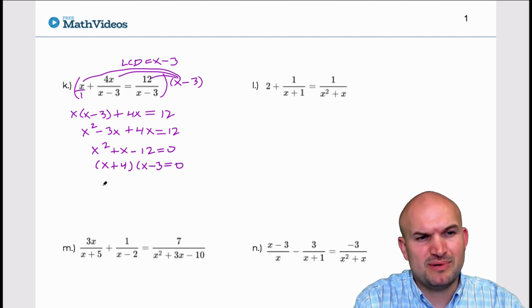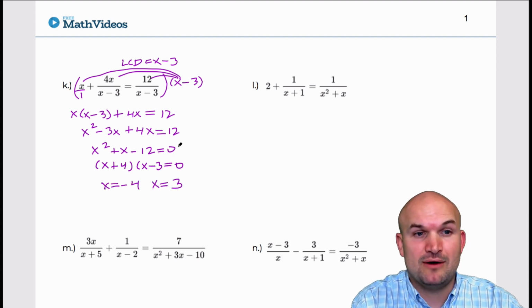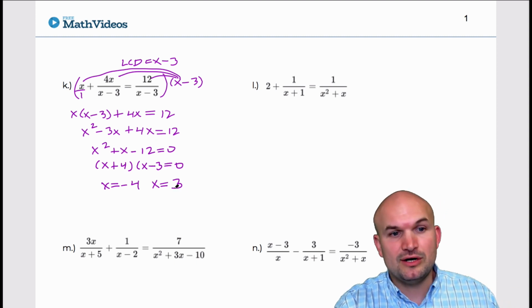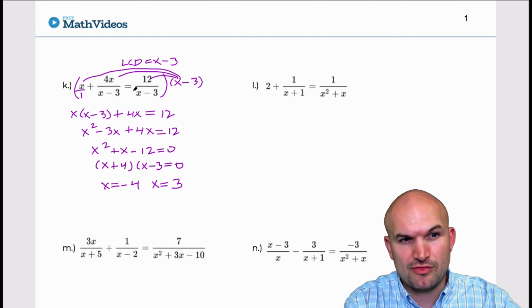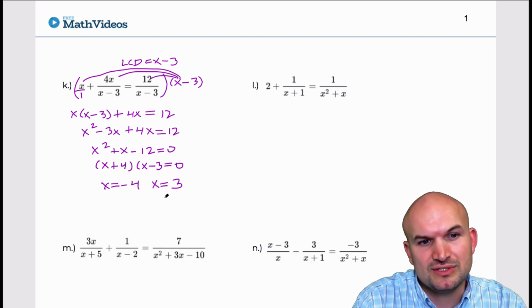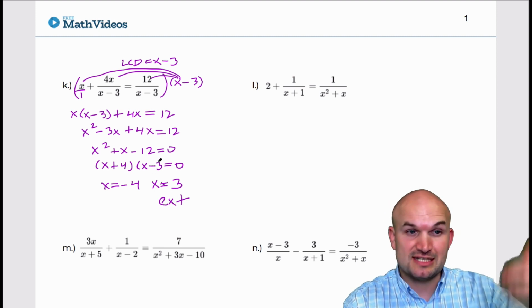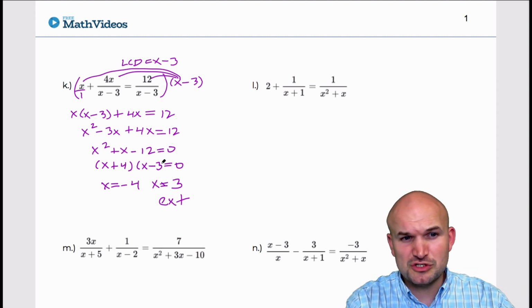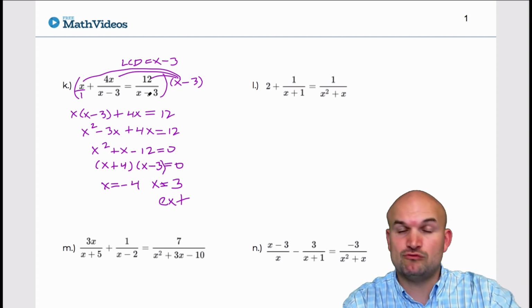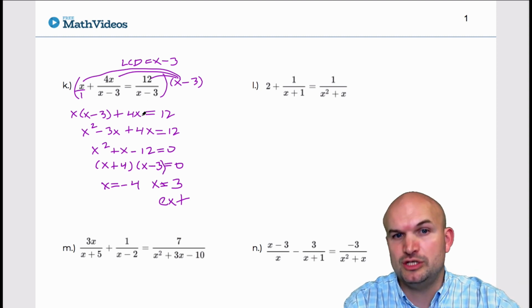And by factoring this, I will get x plus 4 times x minus 3 equals 0. Apply the zero product property, set them both equal to 0, and I get x equals negative 4 and x equals 3. Now when I plug these back in, I can plug negative 4 in for any x, and that's good, but when I plug in 3 here, it makes my denominator equal to 0. So therefore, this is an extraneous solution. It's a solution to the simplified answer, but it's not a solution to the original equation, okay?